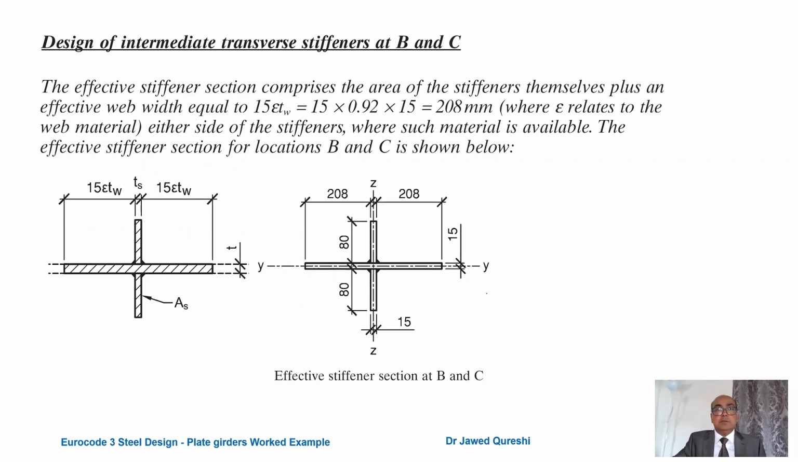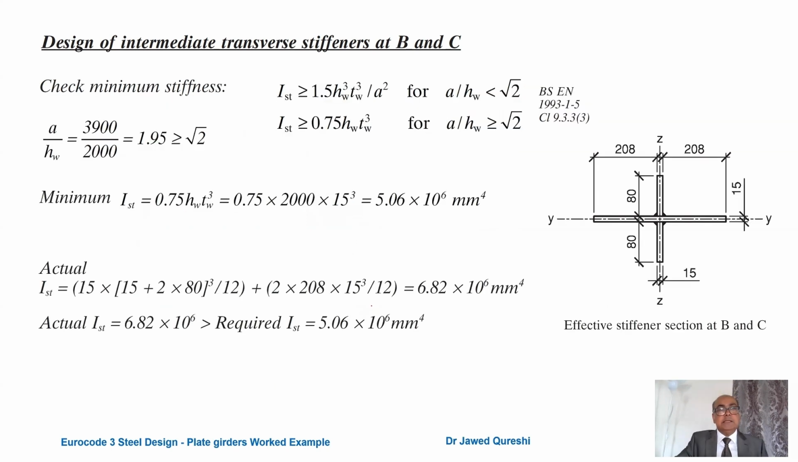The effective cross section comprises the stiffener plus an effective web width, which is equal to 15 epsilon TW. So 15 epsilon TW, we get 208 from both sides, and the horizontal one is the web. The vertical ones over here are the stiffeners. Let us check the minimum stiffness. So A over HW is the web panel ratio, which is 1.95. That is greater than root 2. When it is greater than root 2, we will use these minimum properties.